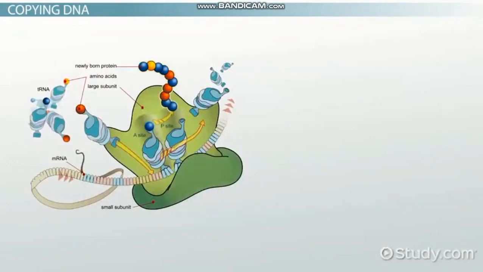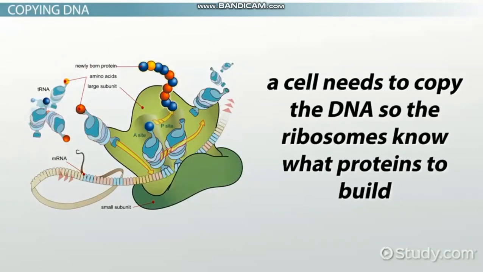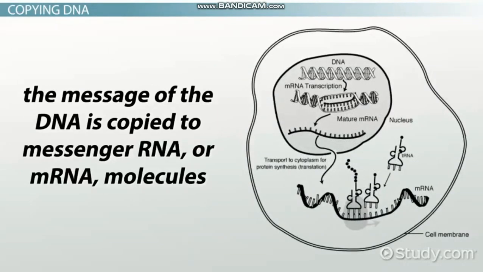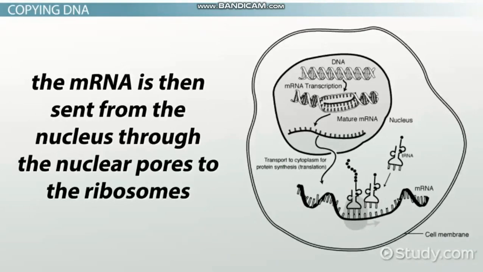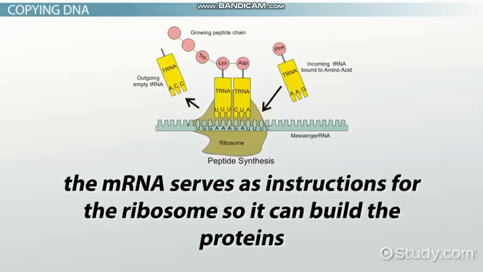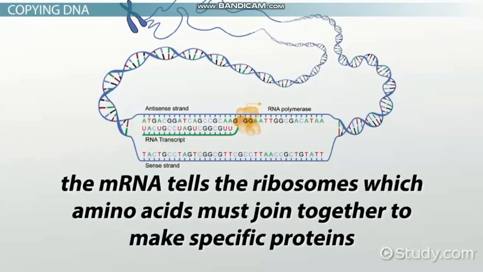Other times, a cell needs to copy the DNA so the ribosomes know what proteins to build. The message of the DNA is copied to messenger RNA, or mRNA, molecules. The mRNA is then sent from the nucleus through the nuclear pores to the ribosomes. The mRNA serves as instructions for the ribosome, so it can build the proteins the cell needs at that moment. The mRNA tells the ribosomes which amino acids must join together to make specific proteins.